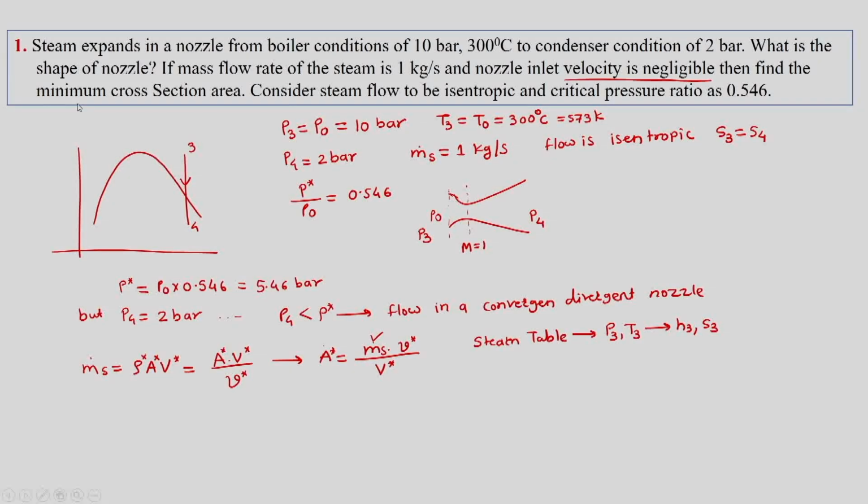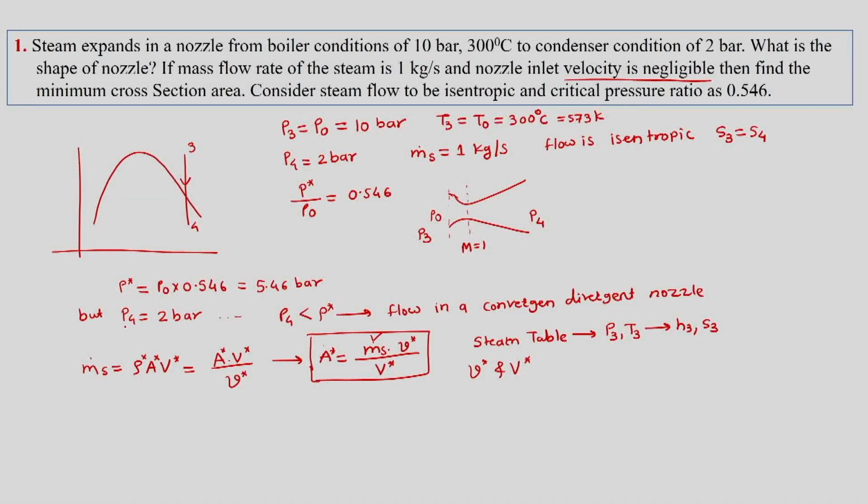Here we are asked for the minimum cross section area, which is for the throat, and this is the expression for the minimum cross section area for the throat. So now our target is to find out V star and v star, the specific volume and velocity at the throat. So let us see how we can find out.